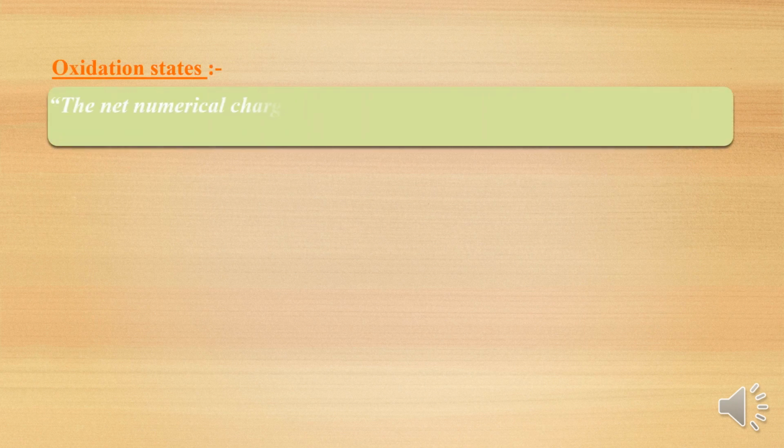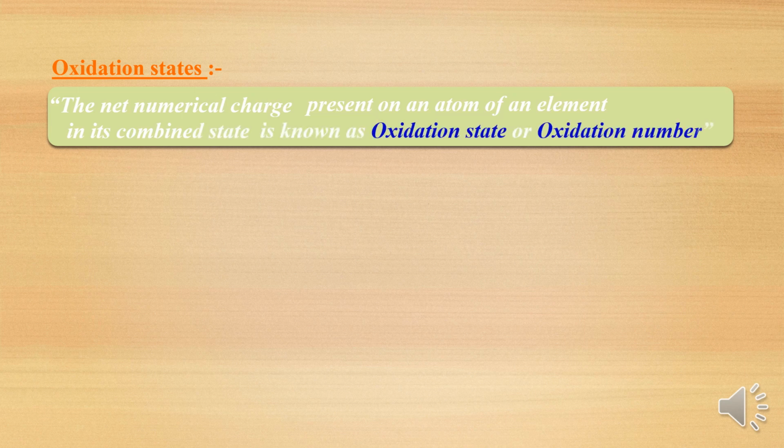Now, oxidation state. Oxidation state means the net numerical charge present on an atom of an element in its combined state is known as oxidation state or oxidation number. So once more I will repeat: the net numerical charge present on an atom of an element in its combined state is known as oxidation state or oxidation number.